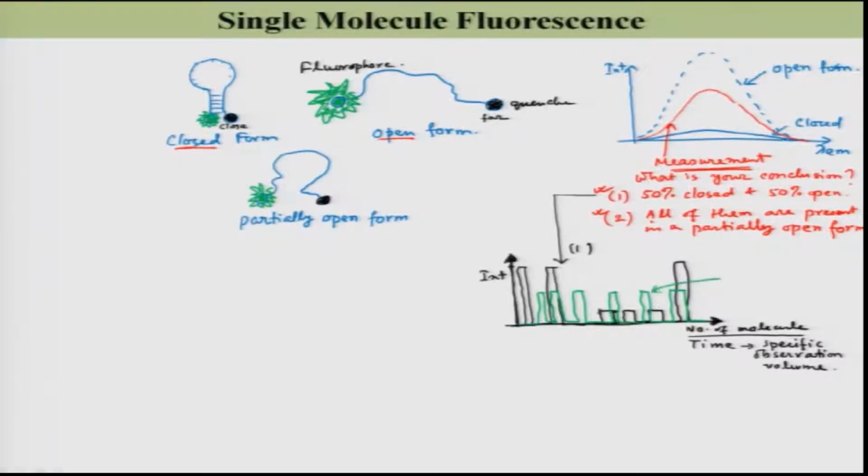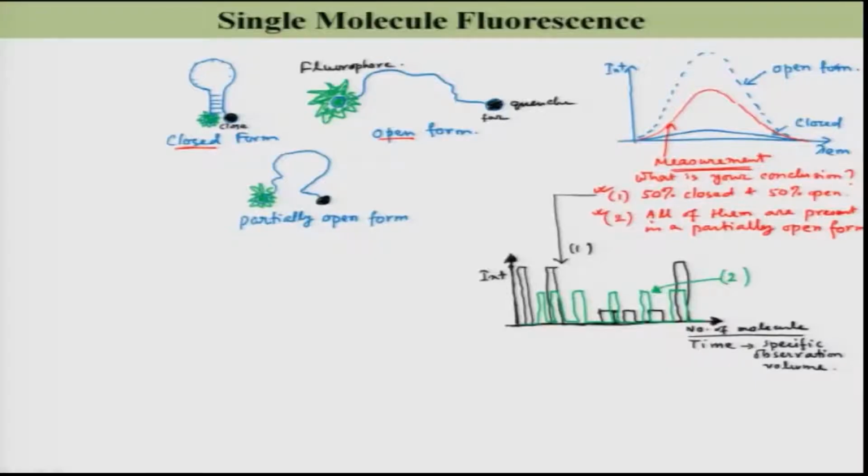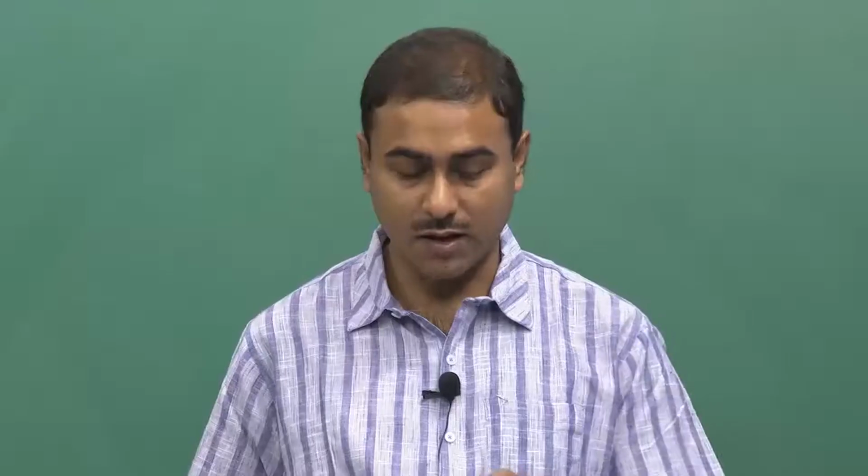So, from your experiment, if you look at how this fluorescence fluctuation is happening, you will be able to tell clearly whether my proposition number 1, that it is 50% closed and 50% open, is correct, or whether my proposition that all of them are present in a partially open form is correct. So, for that, what do I need to see? I need to see the fluorescence characteristic of a single molecule of this particular biomolecule.